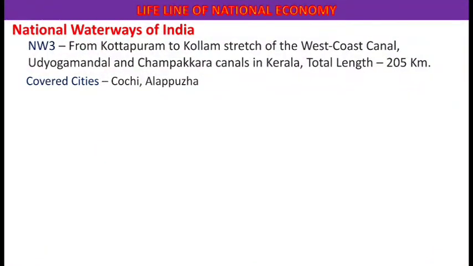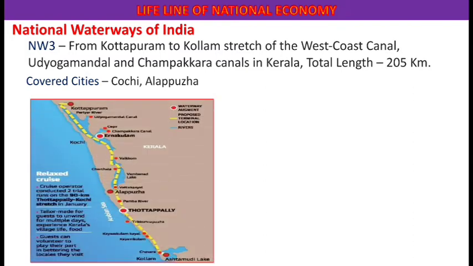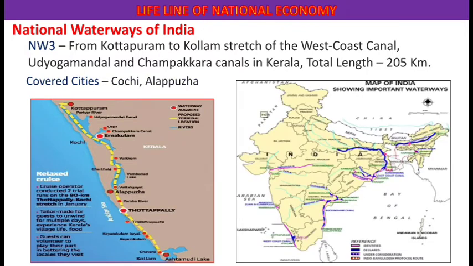National Waterway number 3. Look at the map. National Waterway number 3 stretches from Kottapuram to Kollam in Kerala, from Kottapuram on the northern side to Kollam on the southern side. It passes through the West Coast Canal along with two other man-made canals, Udyogamandal and Champakara Canal. This waterway's total length is 205 km and it is entirely located in Kerala. It passes the cities of Kochi and Alappuzha and the famous Ashtamudi Lake.